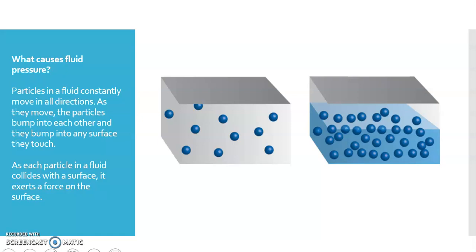So if you look at this illustration, you can see those little fluid particles. And if this were a moving GIF, you would see them bumping into each other. You would see them bumping into the top of the container, the bottom, and the sides. And every time it bumps into any of those sides or into each other, they're exerting a force. And that force is pressure.